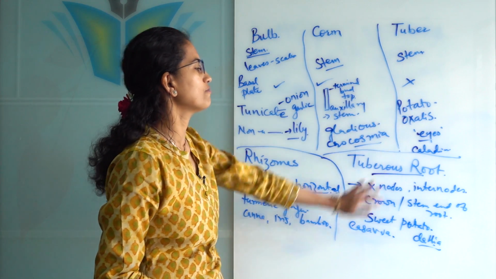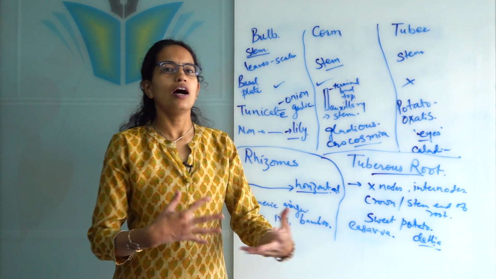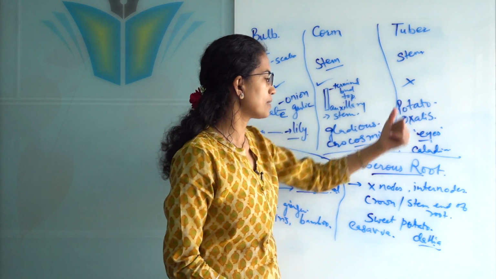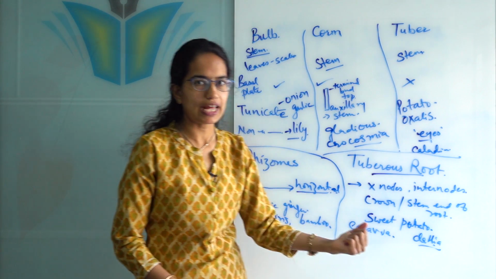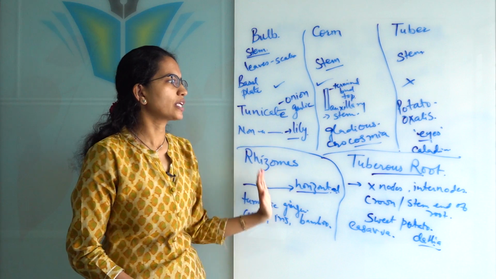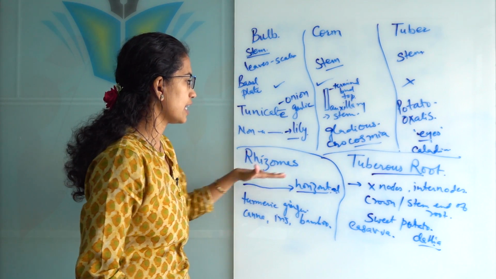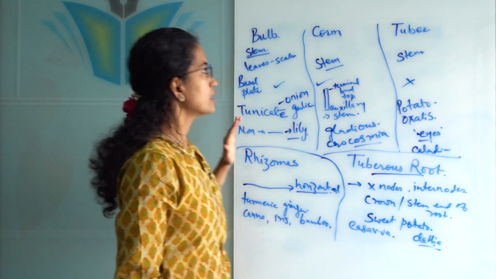So that's the key difference between the terms. Now, being a student of science, you should not confusingly use the word bulb for, let's say, potato, or the word tuber for sweet potato. So be very specific about what kind of structure it is, based on which we can classify it as rhizome, tuber, corm, bulb or tuberous root. Thank you.